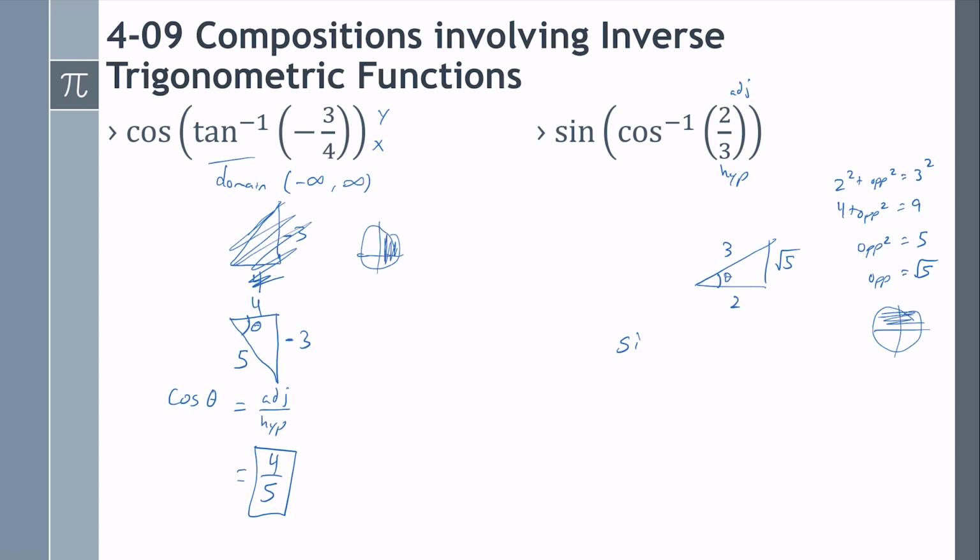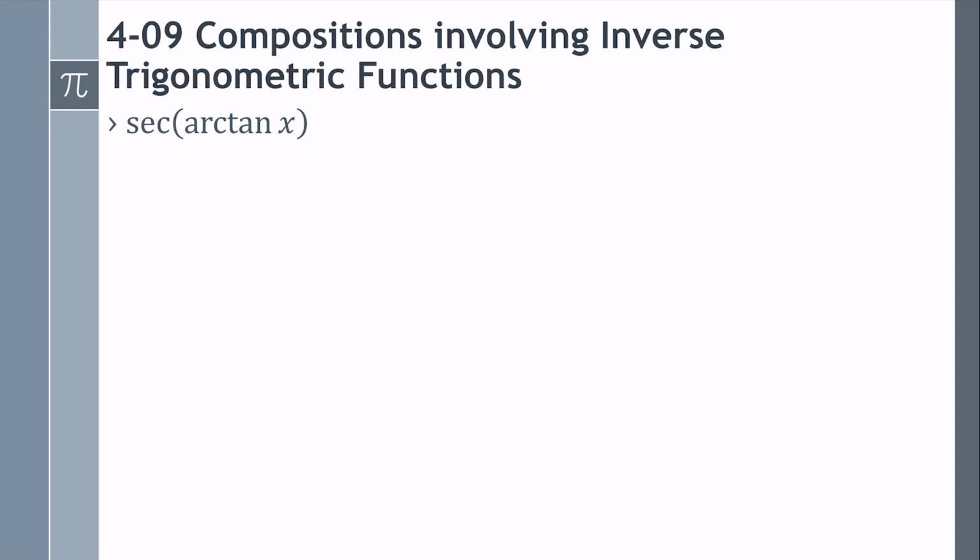So now, that's the inside, so now what is sine of that? Sine is the opposite over the hypotenuse. The opposite is the square root of 5, and the hypotenuse is 3. So you evaluate the inner, and then evaluate the outer. Let's make it more interesting and make it x.